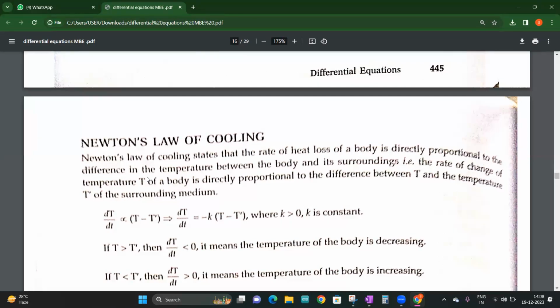So at a particular time, the temperature will be capital T, and T dash is room temperature or surrounding temperature, you can call it. And it is a fixed value. T dash is a fixed value. T is the temperature of the body. Okay, Hemant, is your temperature increasing or decreasing? Always changing. That is T. But room temperature is fixed. T dash is fixed.